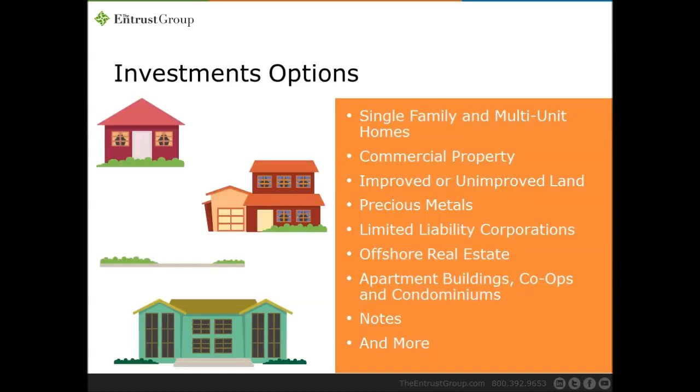Any kind of real estate is eligible to be held within a retirement account. Single-family homes, multifamily, commercial, land, and then additional things outside of real estate like precious metals, private placements, offshore real estate. We get a lot of people who are investing in other countries, really anything.